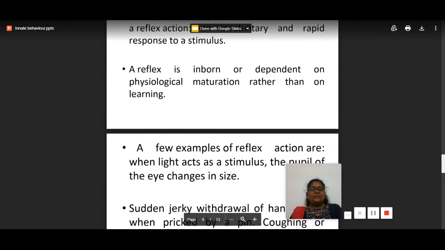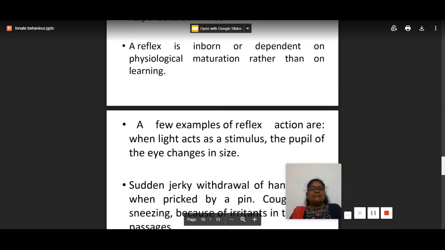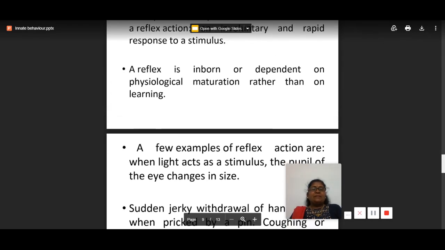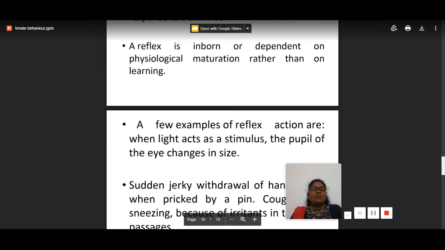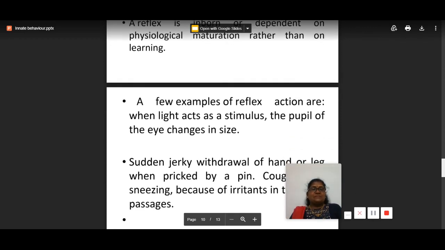Give the examples of that one. Reflex actions: when light acts as a stimulus, the pupil of the eye changes in size. Suddenly, in a fraction of a time only, the animal gets a response. A reflex is inborn or dependent on physiological maturation rather than on learning. These three types of behaviors are not practiced or learned. They are inborn only, and independent. They do not have any sign of learning, or what we call a practice process.